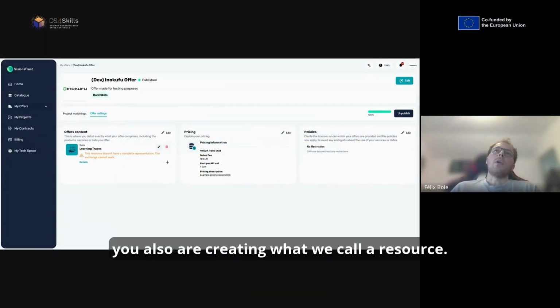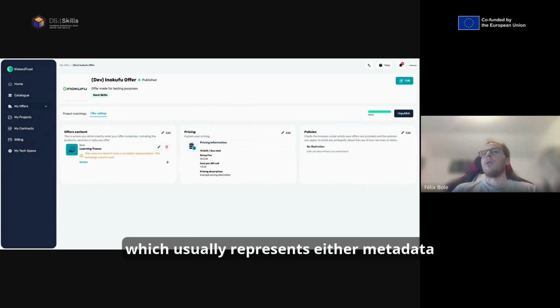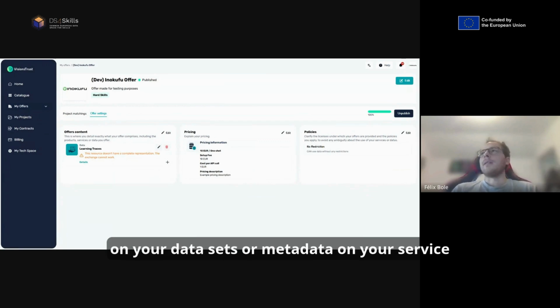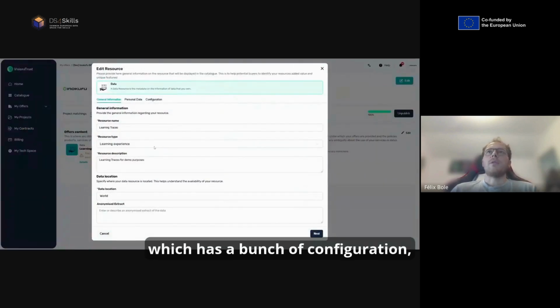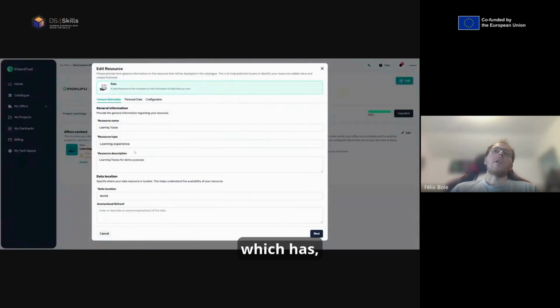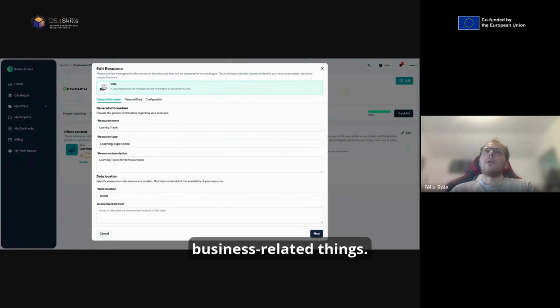When you create an offer, you also are creating what we call a resource. This can be a data resource or a service-based resource, which usually represent either metadata on your data sets or metadata on your service or your API processing data. Here I have a data resource, which has a bunch of configuration, which has, of course, some general information that is mostly for business-related things.